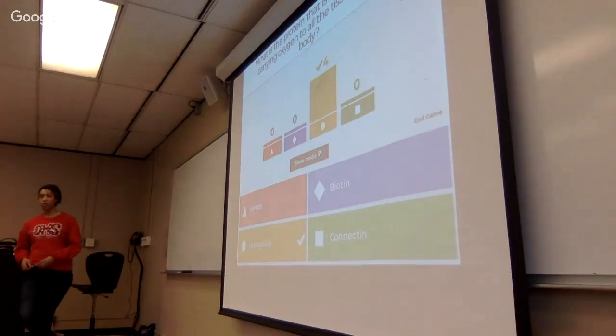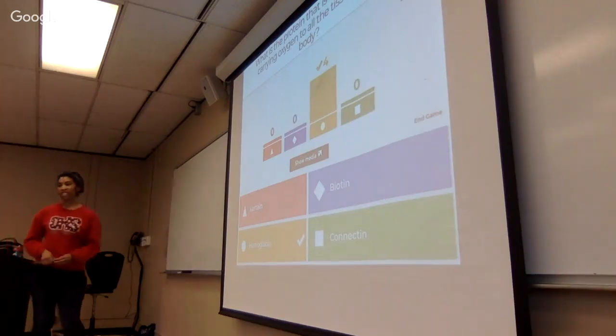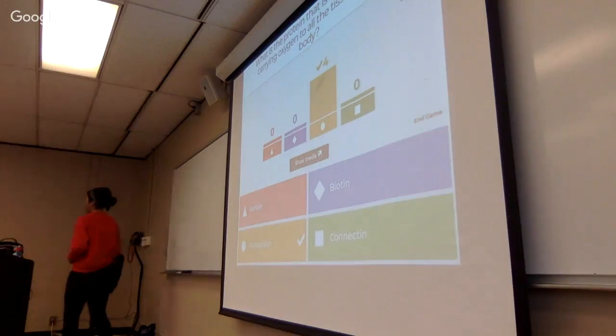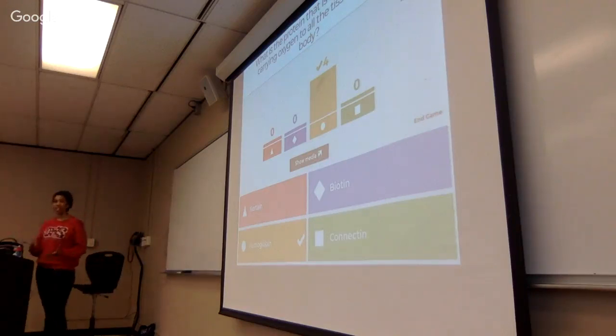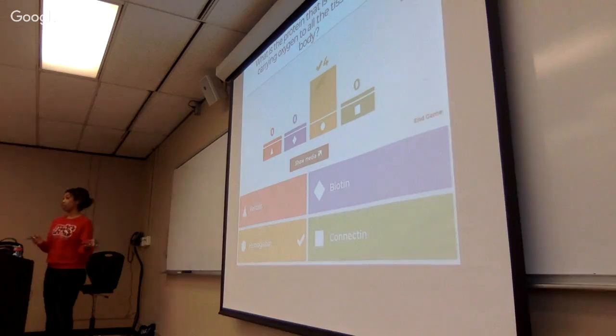Fantastic. All right, hemoglobin. Hemoglobin is the protein that is responsible for carrying our oxygen, right? And hemoglobin is in our blood. That's actually what gives our blood its red color.